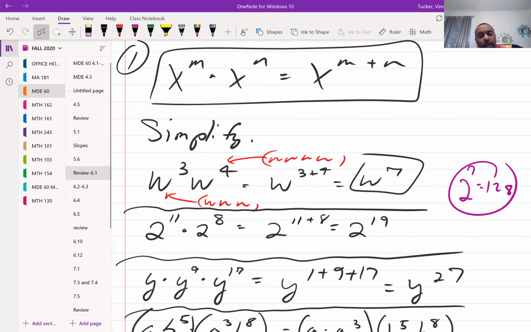All right, so the next one we have y to the 1st times y to the 9th times y to the 17th. Don't forget, when you don't see anything, remember that last rule is that they assume there's a 1 there. So there's 1 plus 9 plus 17, which is y to the 27th power.